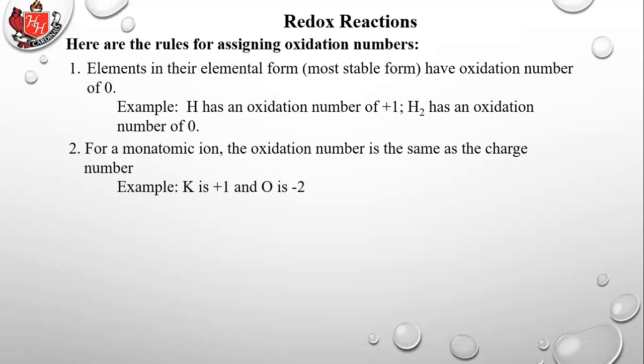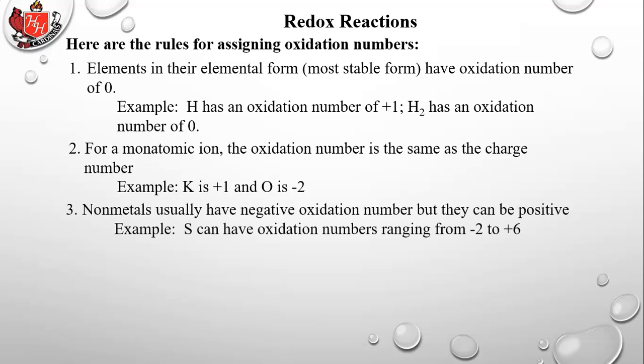Okay, so that's that. Now, nonmetals usually have negative oxidation numbers. That would be things like fluorine, chlorine, nitrogen, the things over on the upper right-hand corner of the periodic table. So they usually have negative oxidation numbers, but can be positive. So, for example, sulfur can have oxidation numbers ranging all the way from -2 to +6. So how do you know? Well, that's what we're going to talk about in a minute: how do you determine the oxidation numbers on different elements in a chemical compound?